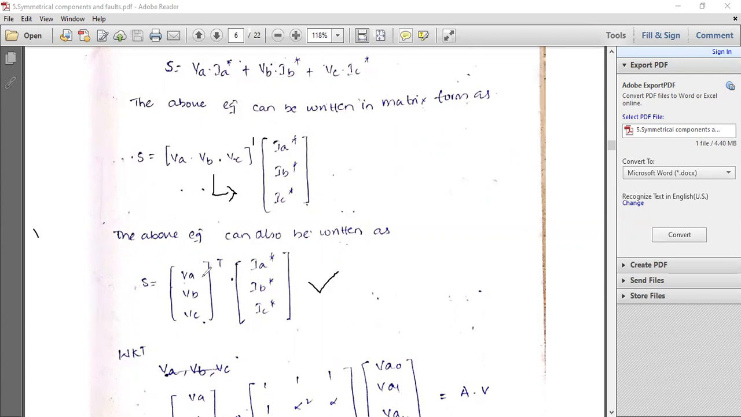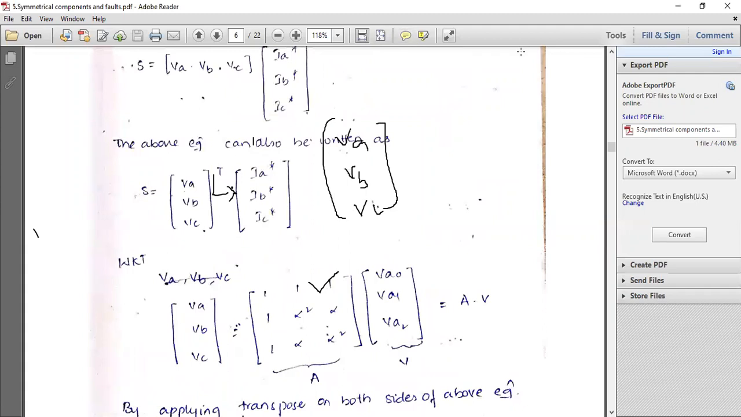Why am I considering this? Because in the previous case we have already obtained the VA, VB, VC phasors in terms of symmetrical components. We already know this vector. So that's why we have converted this in terms of transpose.